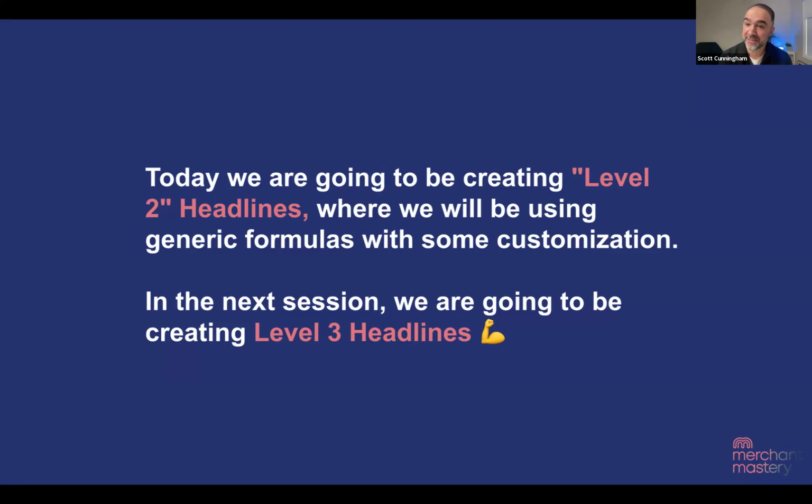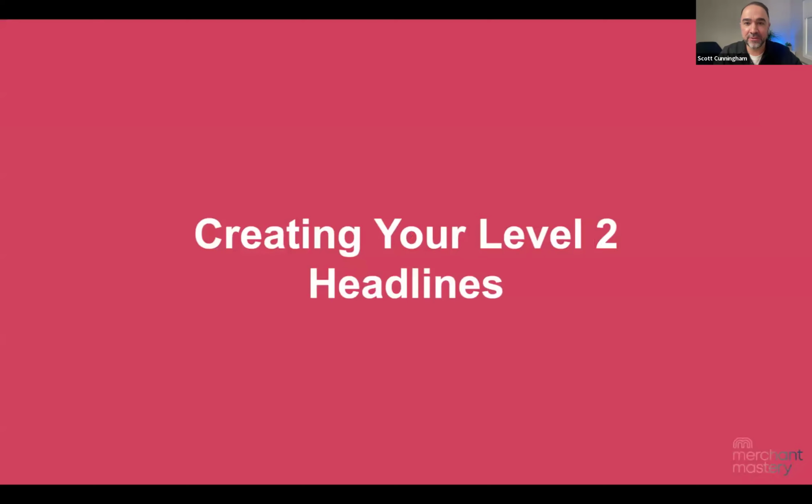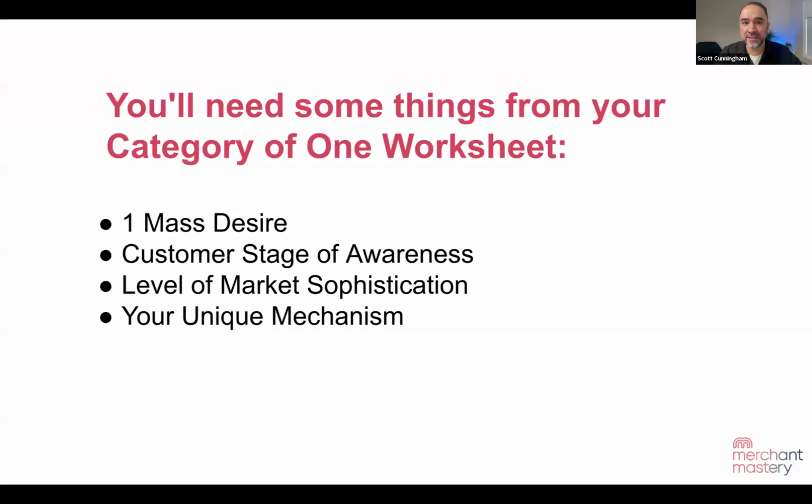We're talking about unique mechanisms, desires, stages of awareness, market sophistication. So we're going to know all the ingredients that need to go into any headline, whatever level it's at. But we're going to be using a lot of formulas and frameworks today. And then next week is going to be fun because that's when we're going to start pulling those rabbits out of those hats and inventing the uniquely you level three headlines. Okay, so we're going to be creating these level two headlines.